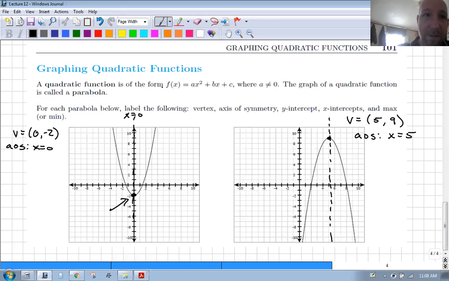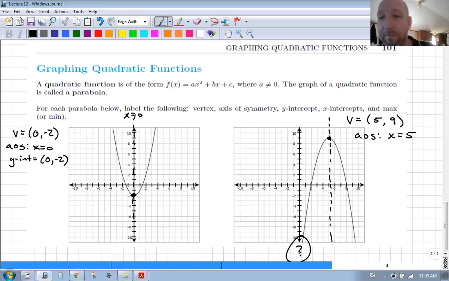There's our y-intercept. That's where it crosses the y-axis. Y-intercept. It happens to be the same as our vertex. However, on the right, it's off the chart here. All right, it probably does cross the y-axis. It's just somewhere down here. Okay, so we can't see it, but it does have a y-intercept.